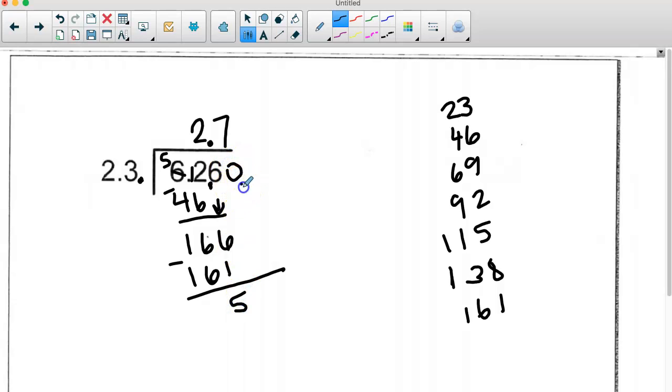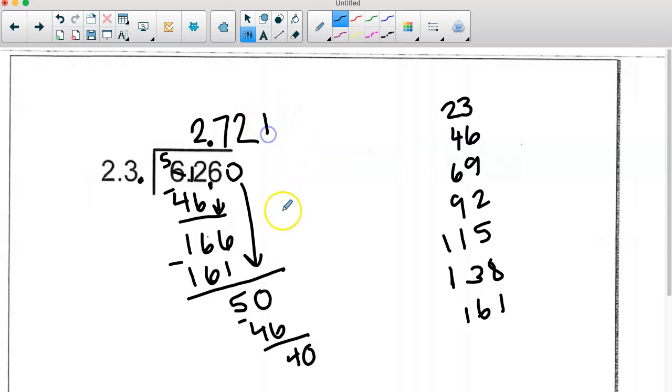I'll add a trailing 0, bring down my trailing 0. Now I have 50. I know that it can go in twice. 2 times 23 is 46. The difference here will be 4. I'll bring down another 0, and it can only go in once. So again, if I were rounding to the 100th spot, I would get 2.72.